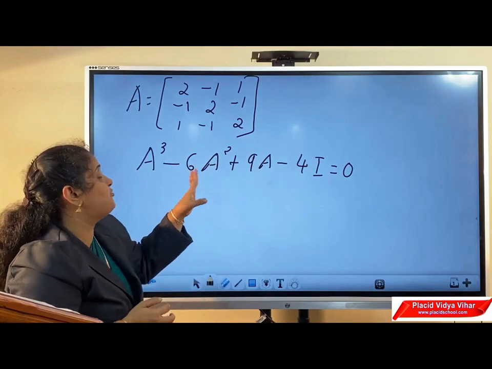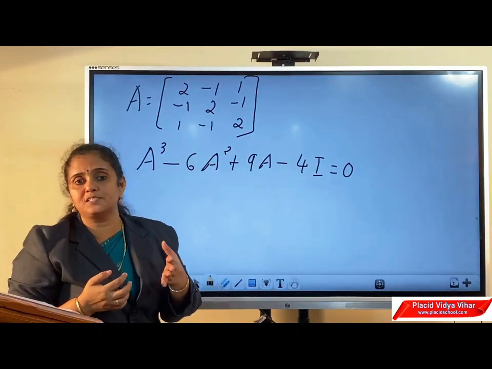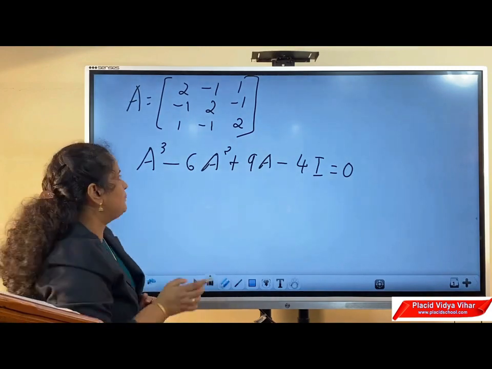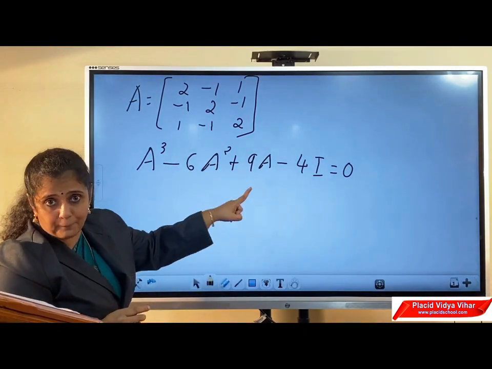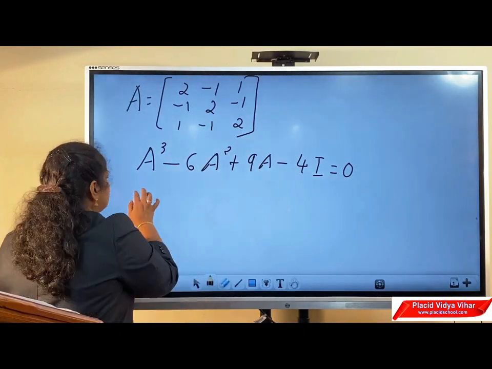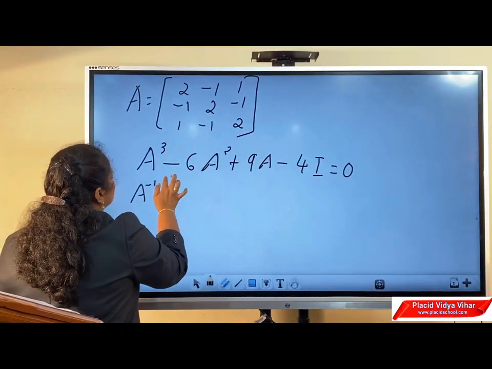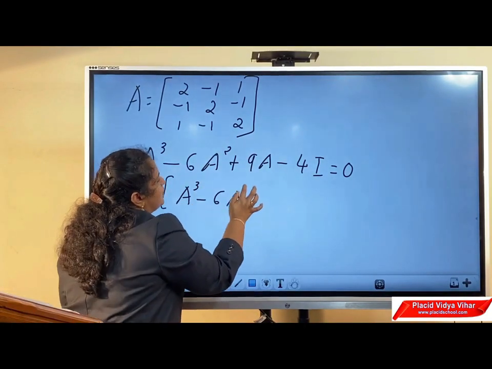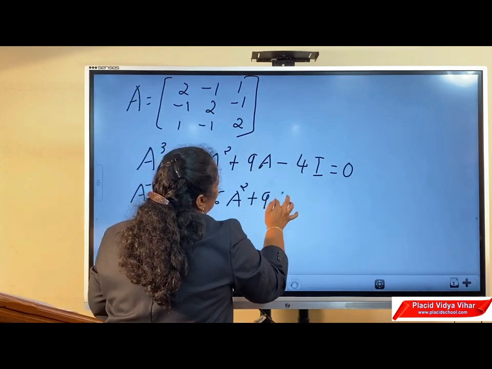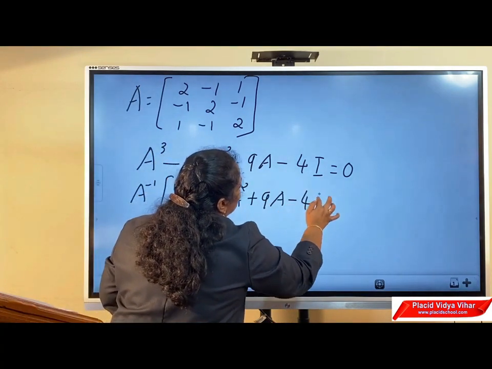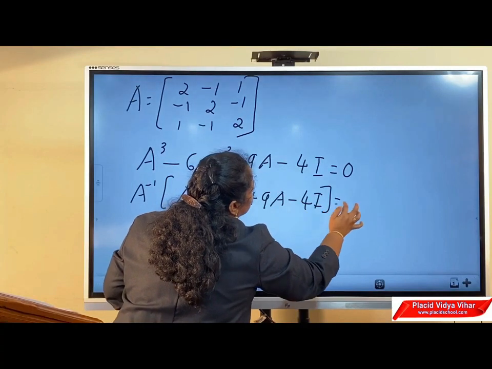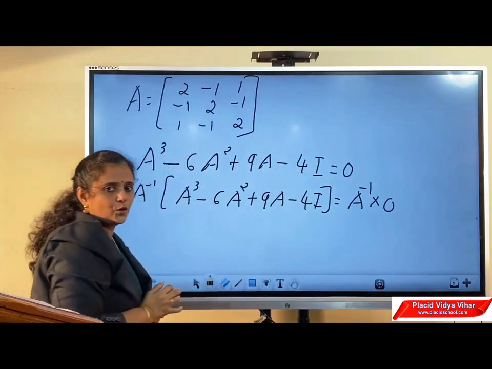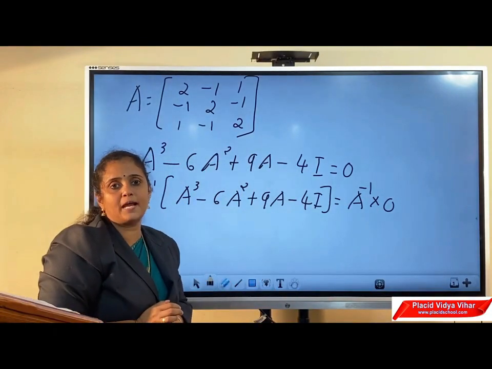When we are doing the second part of the question, find A inverse, then pre-multiply both sides by A inverse. That is the next step. A inverse into A cube minus 6A square plus 9A minus 4I is equal to 0. That means A inverse into 0, the answer is also 0.